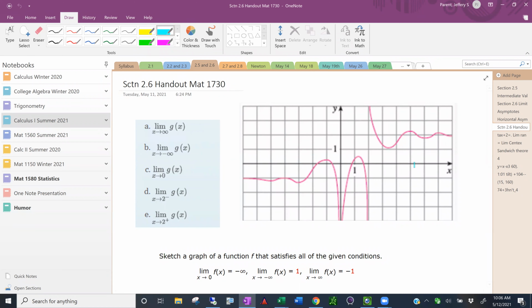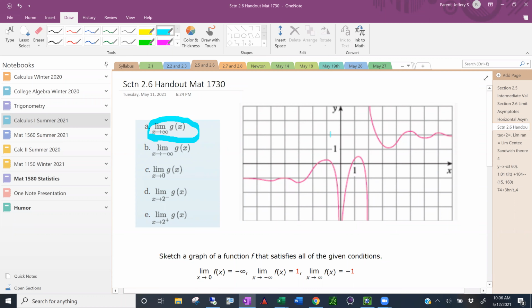Section 2.6 talks about limits involving infinity. And we're going to do it starting with this graph. So let's look at a couple different limits, starting with number A, the limit as x approaches infinity of g of x. So that's this graph here.